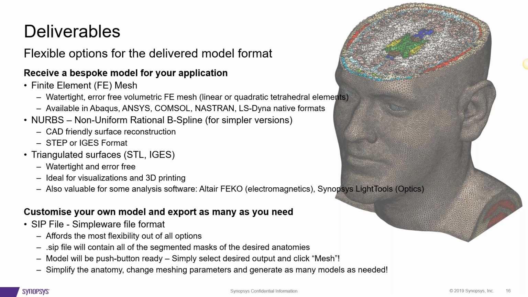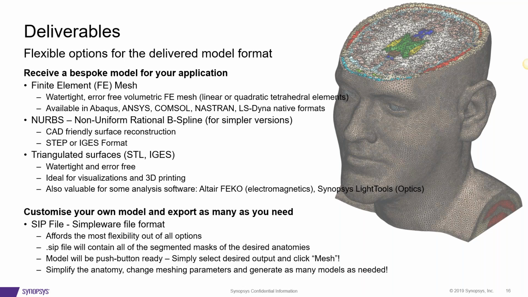So you can either receive a bespoke one-off model, which we can deliver and set up as you require for your specific application. So this can be in the form of a simulation-ready finite element volume mesh with formats suitable for the simulation package you're using, whether it be Abaqus, ANSYS, COMSOL, etc. Our generation of these models is also extremely robust and produces exceedingly high quality meshes.